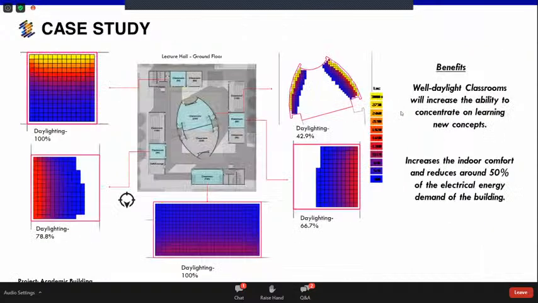So this is the example of IIT Rourkela. Here we have done the analysis for each room to understand how the daylight is distributed at the different levels of the room.